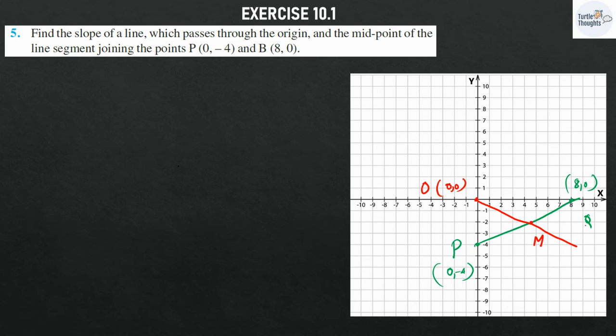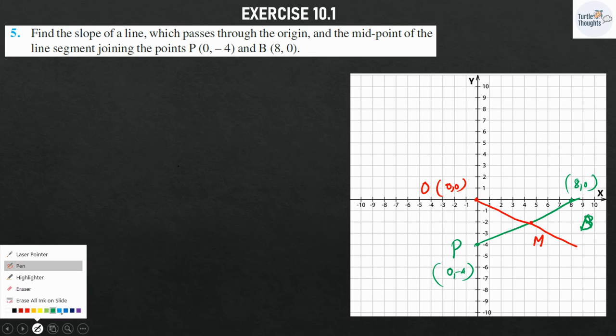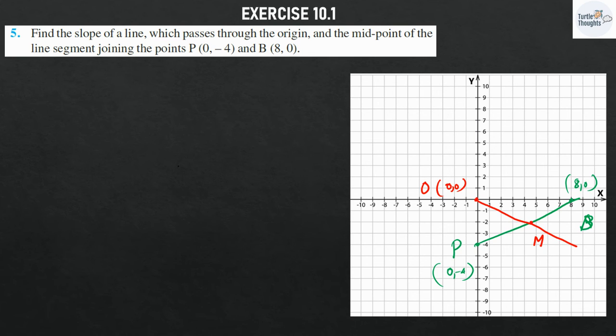This is what is being asked in the question. So they have taken PB, right? So let me take PB. It's not PQ. Now, I will start the question by finding out the coordinate of M. If I have the coordinate of M, I can easily find out the slope of the line, right? Now, to find out the coordinate of M, I need the midpoint formula, right?